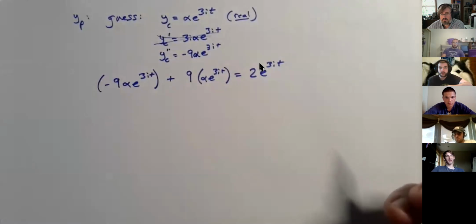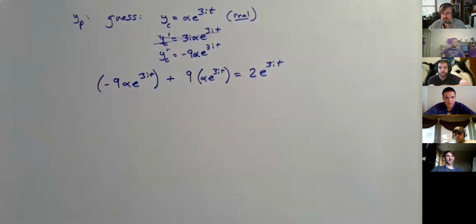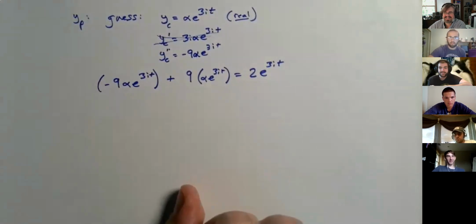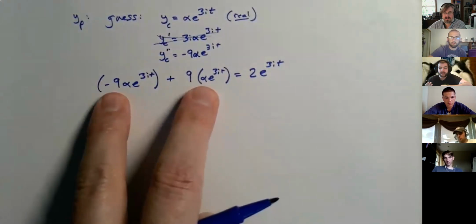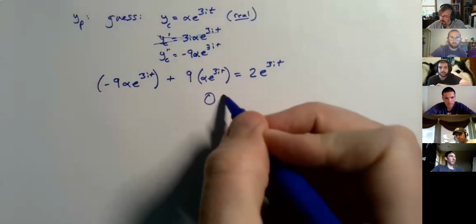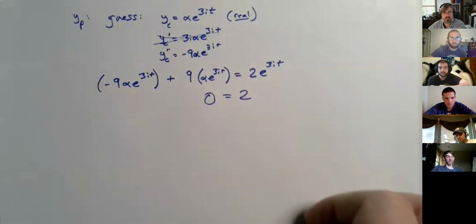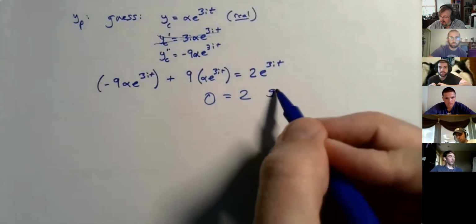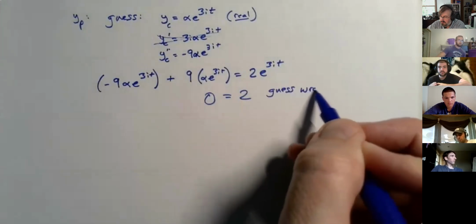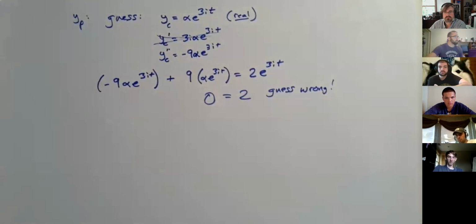Can you move your mouse? That wasn't where the problem was. Oh, was it not? Dang, dude. The left side's going to equal 0. -9 alpha plus 9 alpha. We're going to wind up with 0 equals 2 if we factor away our e to the 3it. And that can't be possible. So this guess is wrong. Right?